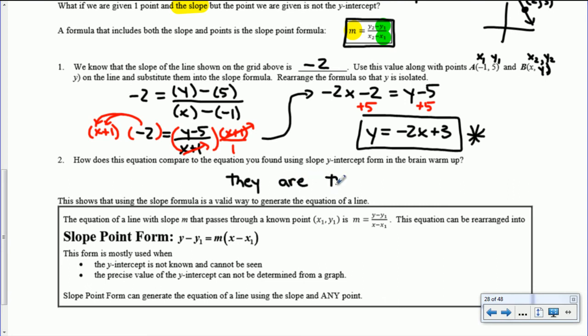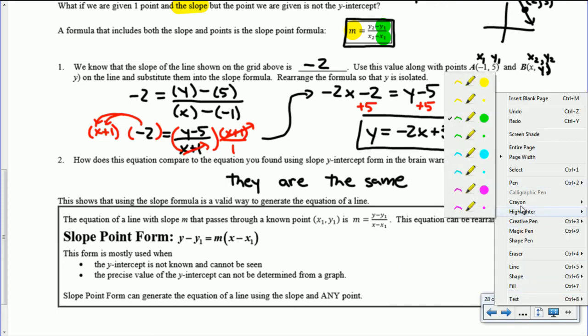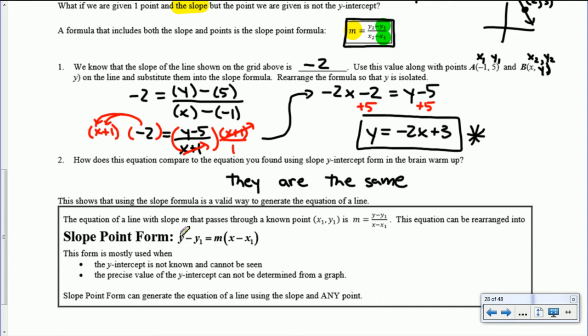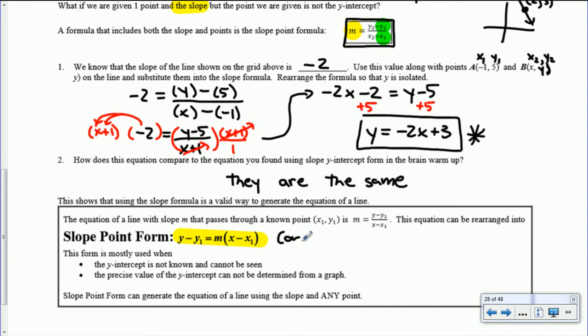So they are the same. So that's slope point form. This again is on your formula sheet. It's on the back, in the middle, and at the bottom.